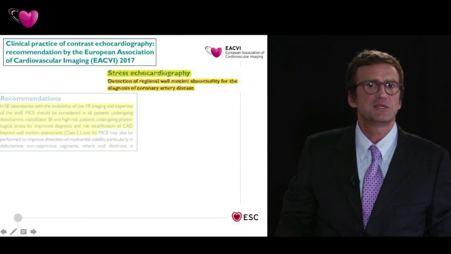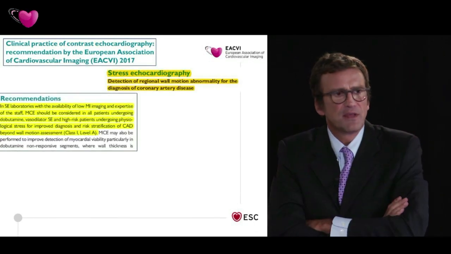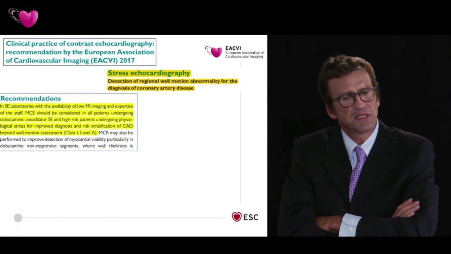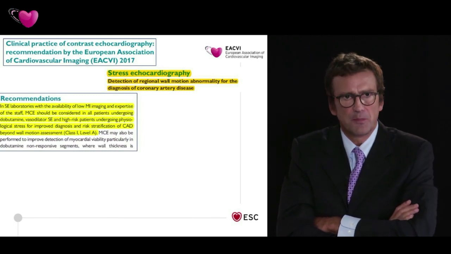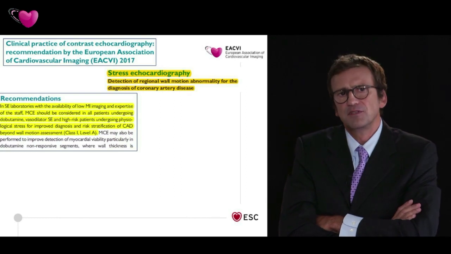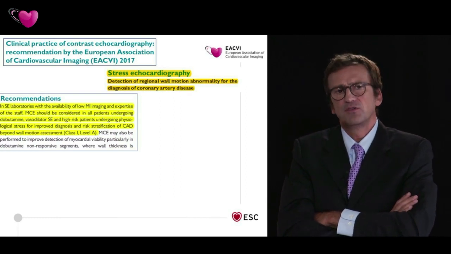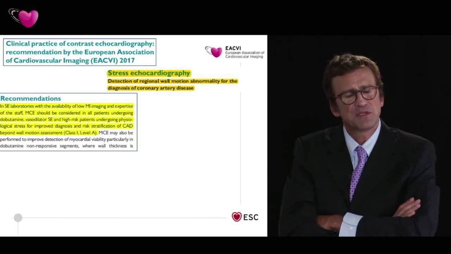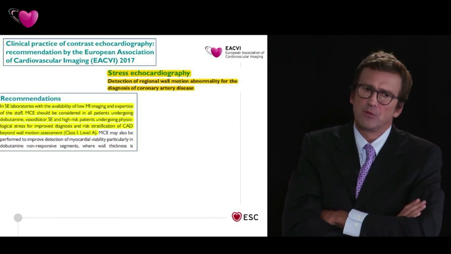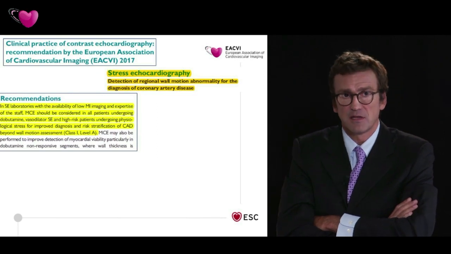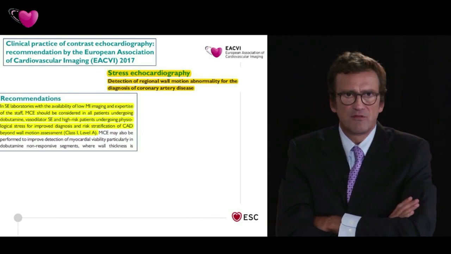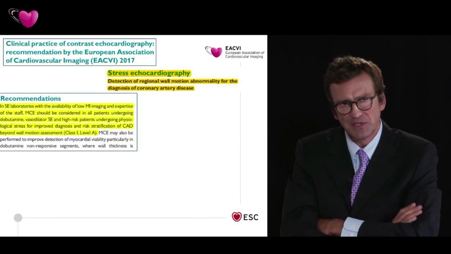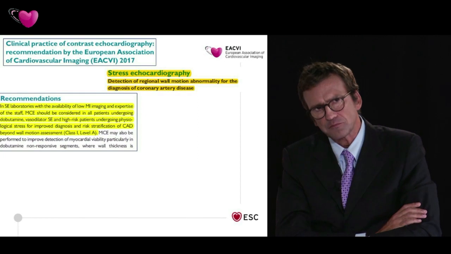Okay, here are the recommendations for stress echo. In stress echo laboratories, you need to have the availability of contrast echo, basically. So at least during stress echo, you need to consider in all patients the possibility to use MCE, which helps for diagnostic, but also for stratification purposes, because you can go beyond wall motion assessment. And this is very important, actually.